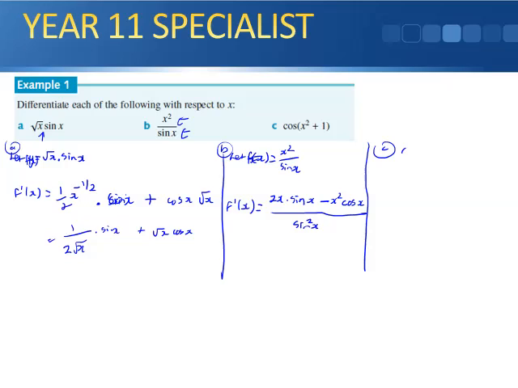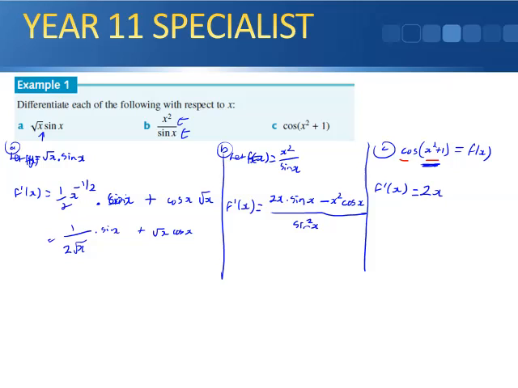Part C, cos of x squared plus 1. I'll make that equal f of x. So there we go. Now again, this is a product of a function and a function. So I'm going to differentiate. So here it is, f dash of x. I differentiate inside. So differentiating the inside of the brackets, I get 2x.